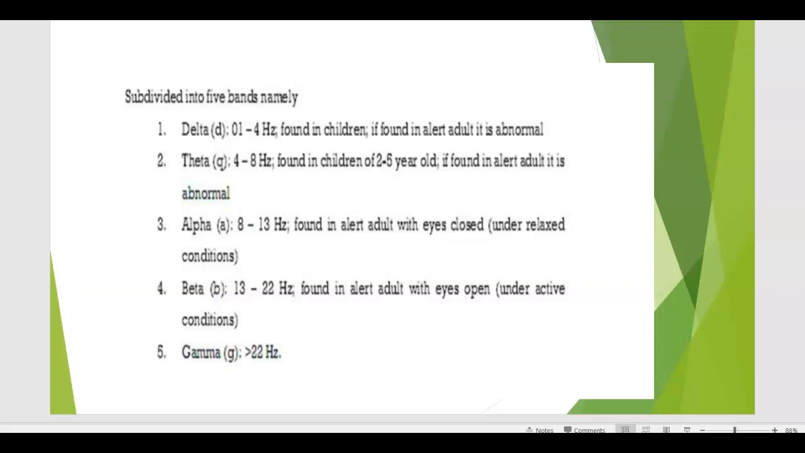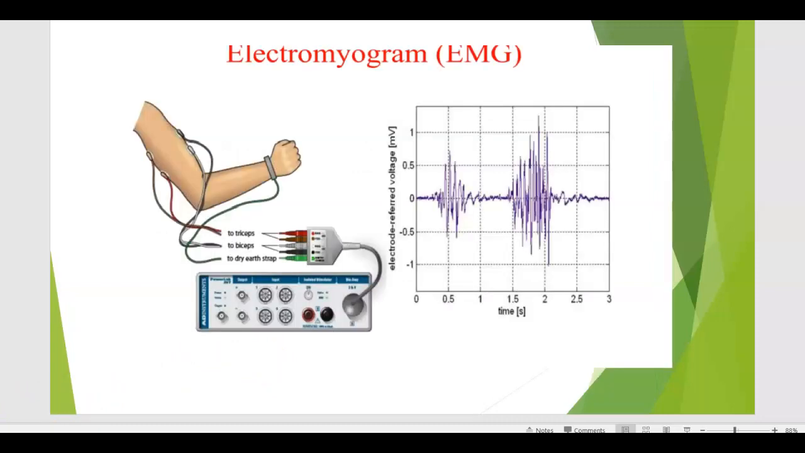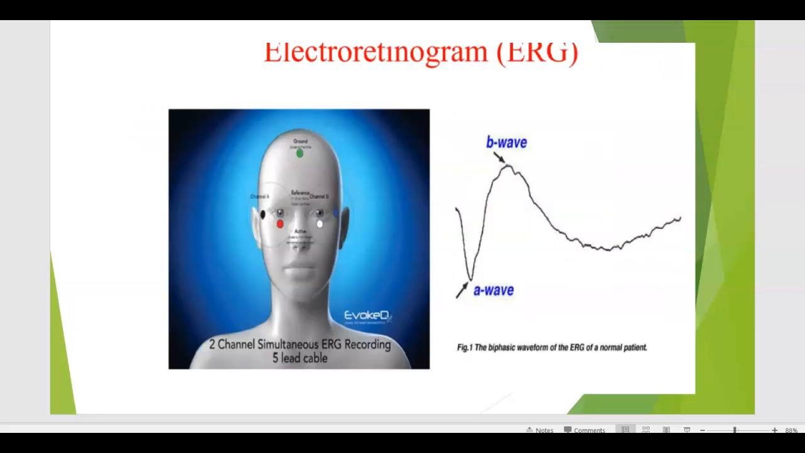That means in active condition, like when running, it is found. Gamma should be above 22 hertz. This is the electromyogram measurement. This is the measurement of the eyes with the electroretinogram.